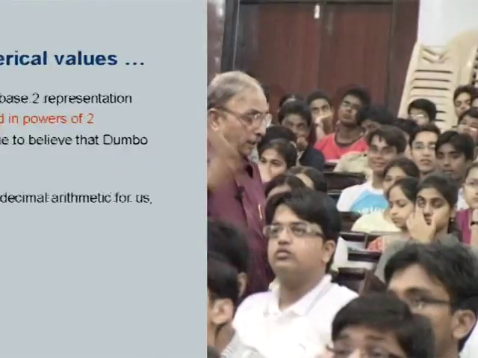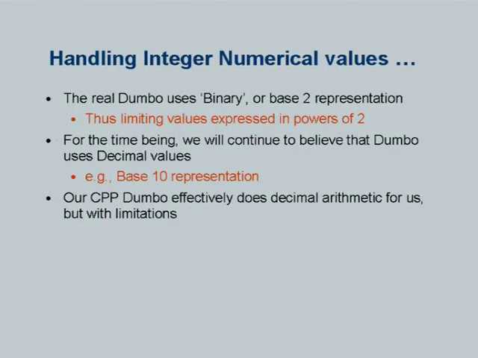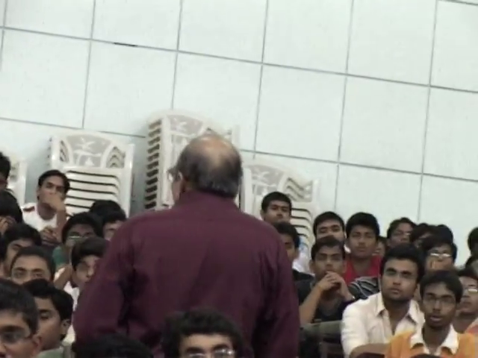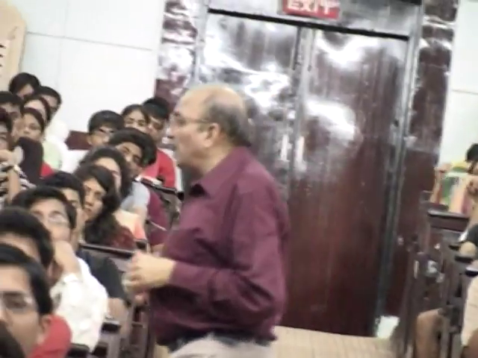Next, please. Oh, this is some more explanation which I already gave. The real Dumbo uses binary or base 2 representation. Thus, limiting values are expressed in powers of 2. We have already seen that. For the time being, we will continue to believe that Dumbo uses decimal values, that is, base 10 representation. We need not worry about how it does it. Actually, for integer numbers, decimal and binary numbers have exact one-to-one correspondence. So there is no difference whatsoever when we give a decimal value to Dumbo and Dumbo internally translates it to a binary value and handles it, as far as integer arithmetic is concerned.